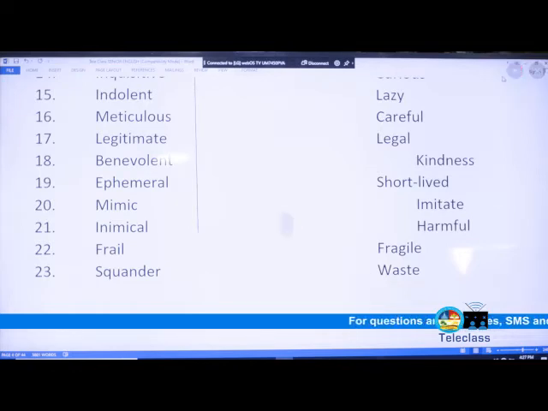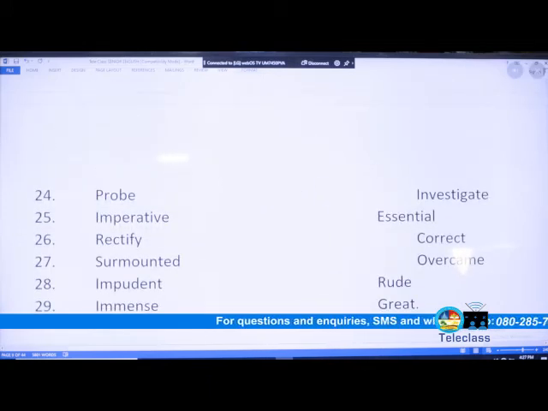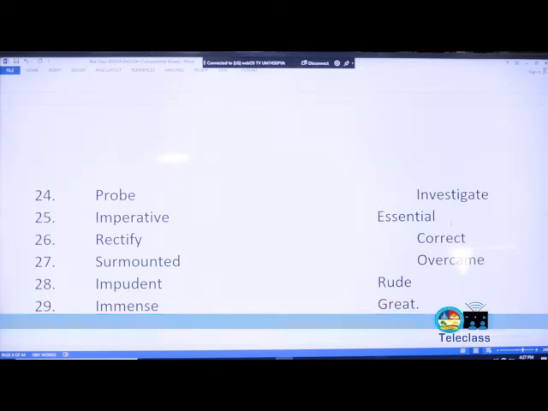The next word there is probe. What does probe mean? Probe means to investigate. Let's say something happened, they ask you to probe it. It means you should investigate what actually happened. Then we have imperative. Imperative means something that is essential. So the synonym of imperative is essential.